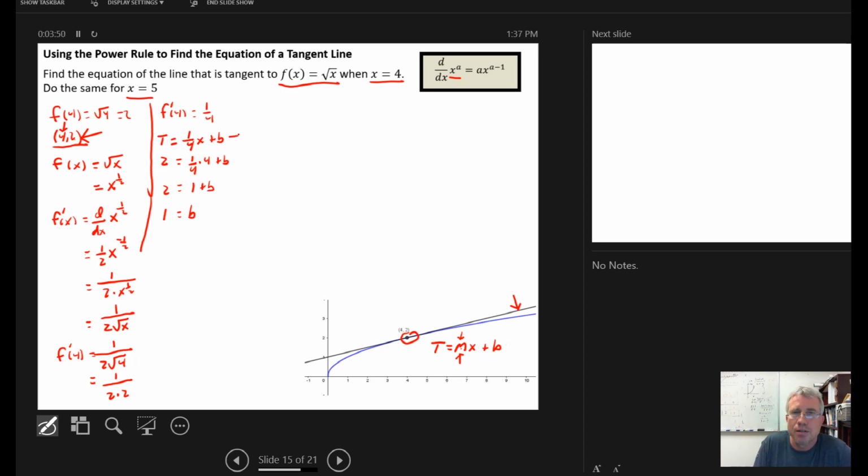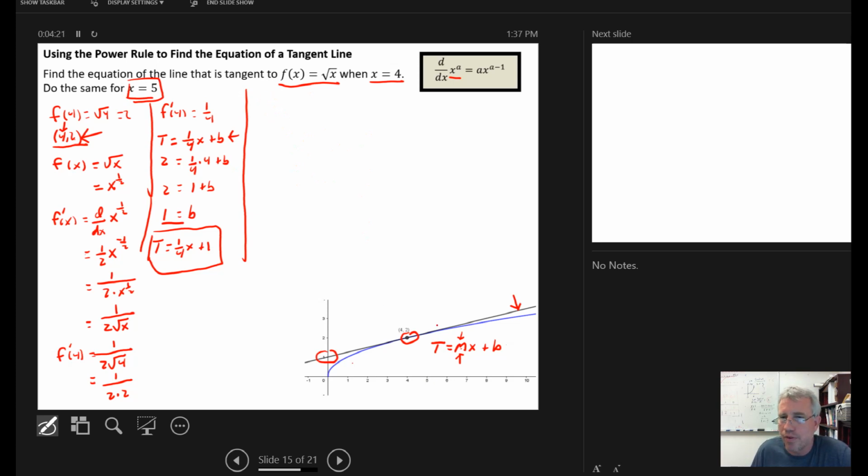And I want to update my tangent line formula. So tangent line is equal to 1/4 x plus the y-intercept, 1, and the picture is actually verifying that y-intercept of 1 for us. So this is the equation of the line that is tangent to f of x when x is equal to 4. Then it says do the same thing again for x equal to 5, and this is primarily here to remind us that numbers don't always need to work out nicely.